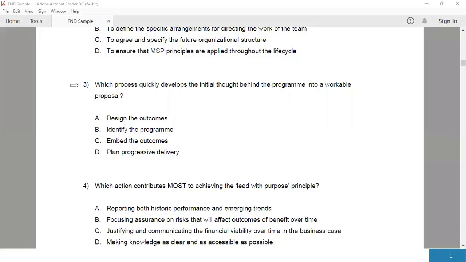Begin with question number 3. Which process quickly develops the initial thought behind the program into a workable proposal? A. Design the outcomes. B. Identify the program. C. Embed the outcomes. Or D. Plan progressive delivery.